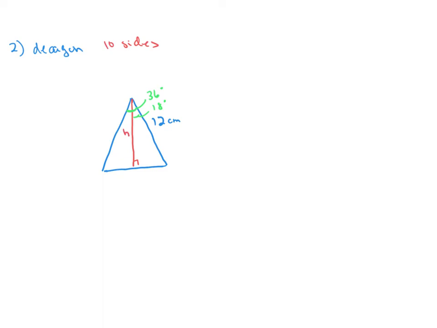Then we put our height on here, and we use trig, but this time, based on that 18-degree angle, we know that we have to use cosine because we have the adjacent and the hypotenuse. So cosine of 18 degrees equals h over 12. Multiply both sides by 12, and our height is 12 times the cosine of 18 degrees, which when you type into the calculator is 11.4.